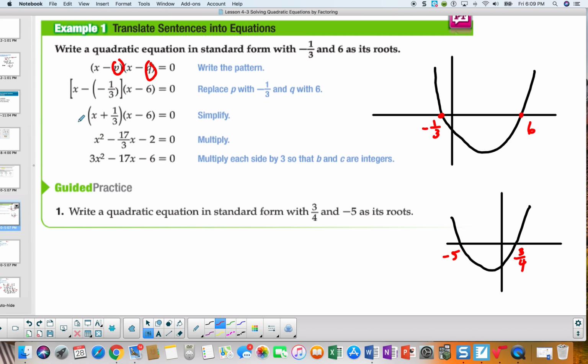We simplify a little bit, do the distributive property or FOIL. We're going to get this. When we have a fraction, you can multiply by 3 so that the fraction doesn't show up.